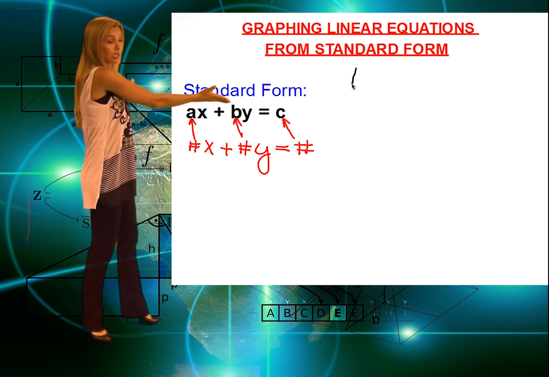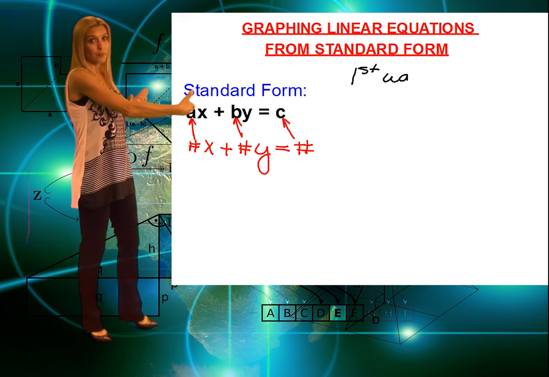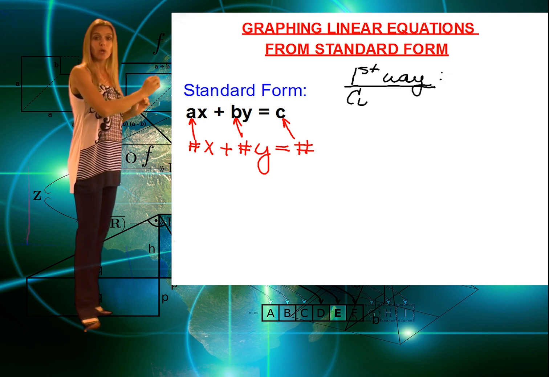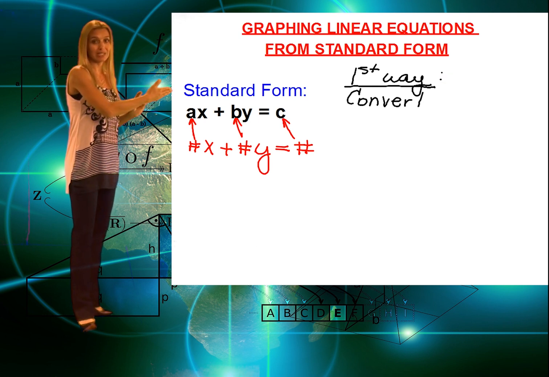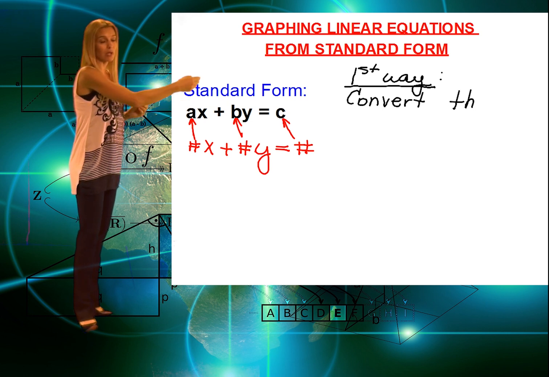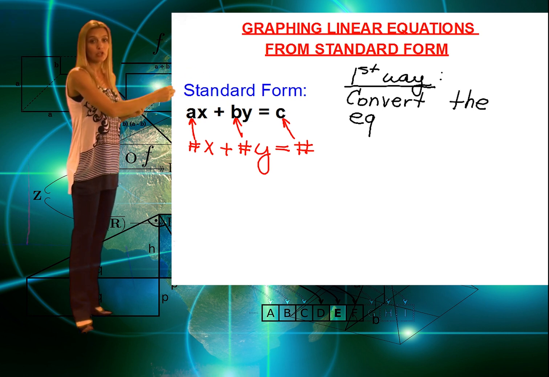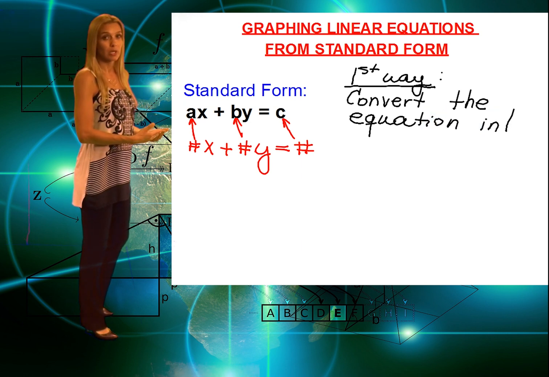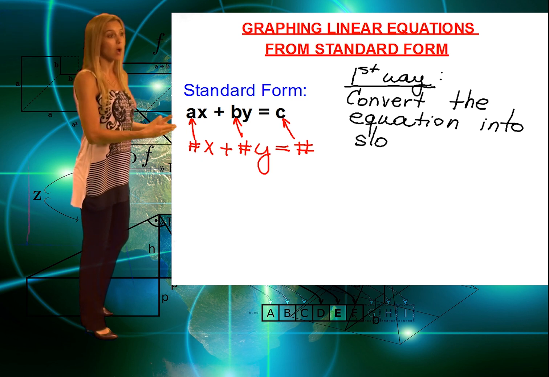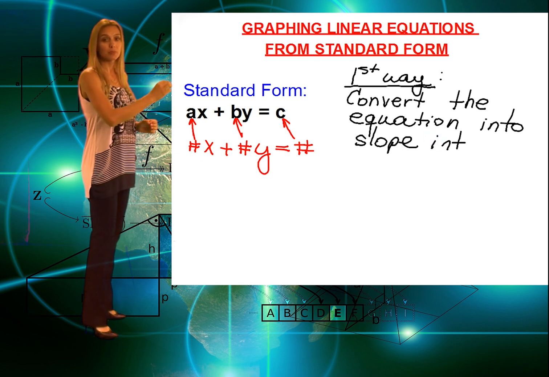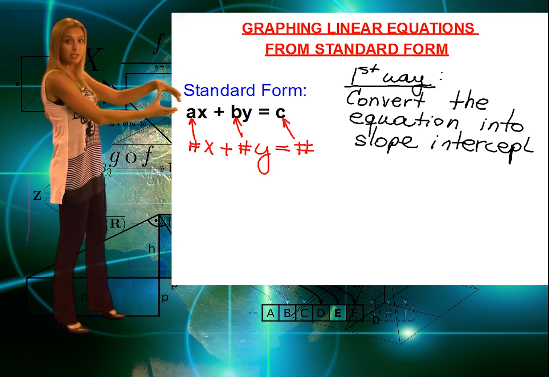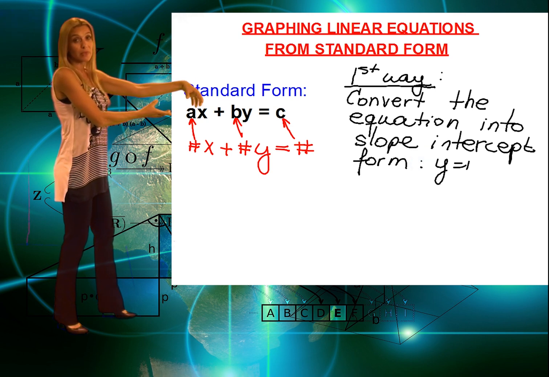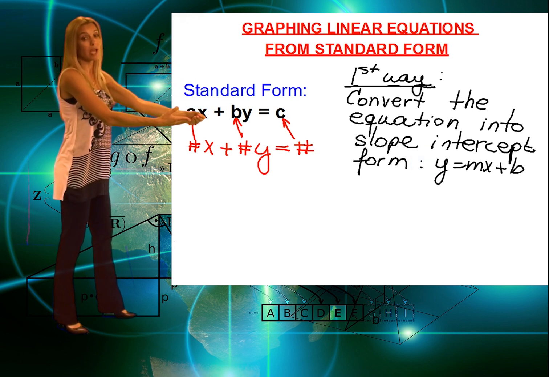So if I see an equation written in standard form, I can either graph it by converting the equation that is given to me in standard form, ax plus by equals c, into slope-intercept form. And the slope-intercept form is y equals mx plus b. That means I will have to isolate my variable, right, and move everything away. And once I have it in that form, we all know how to graph it.